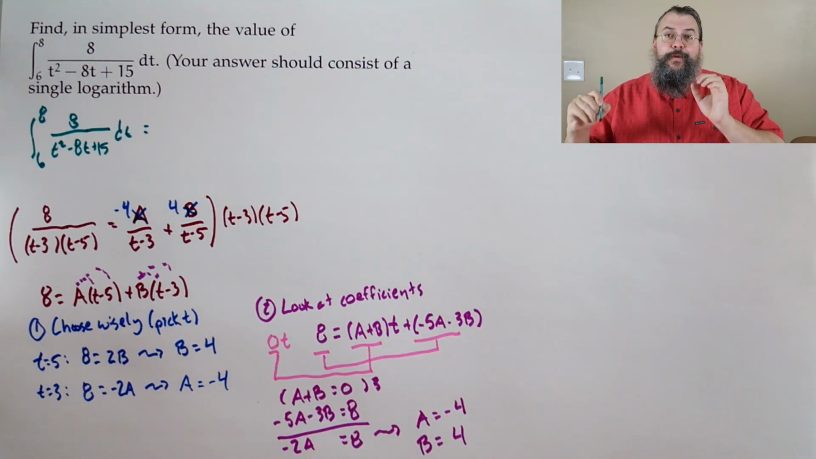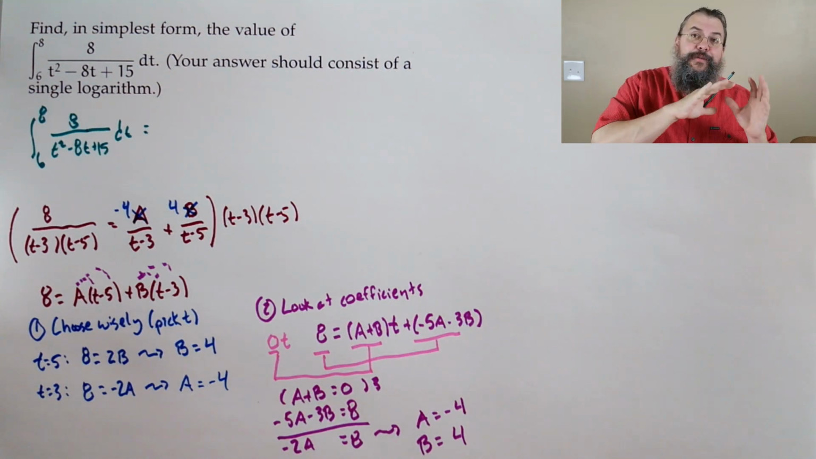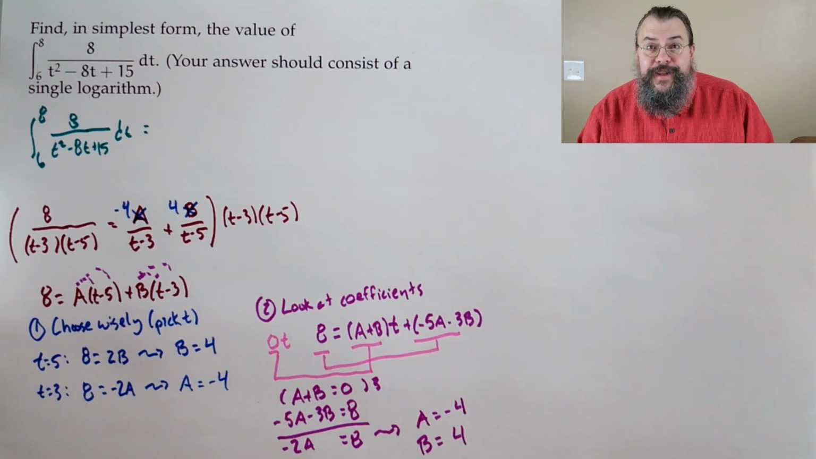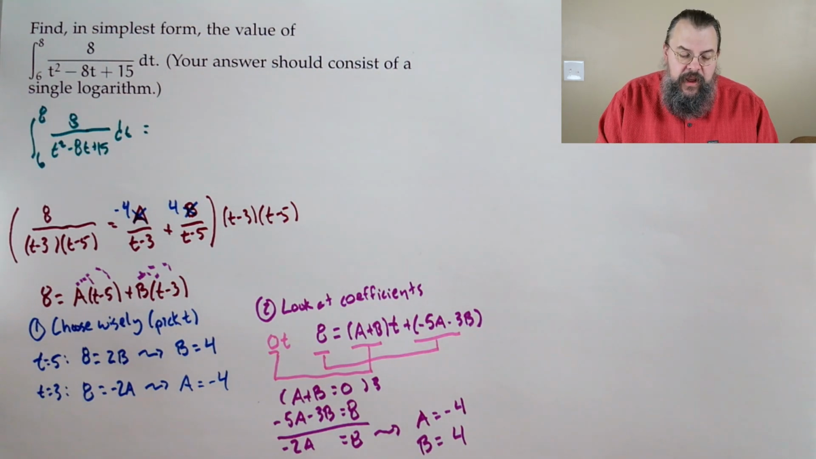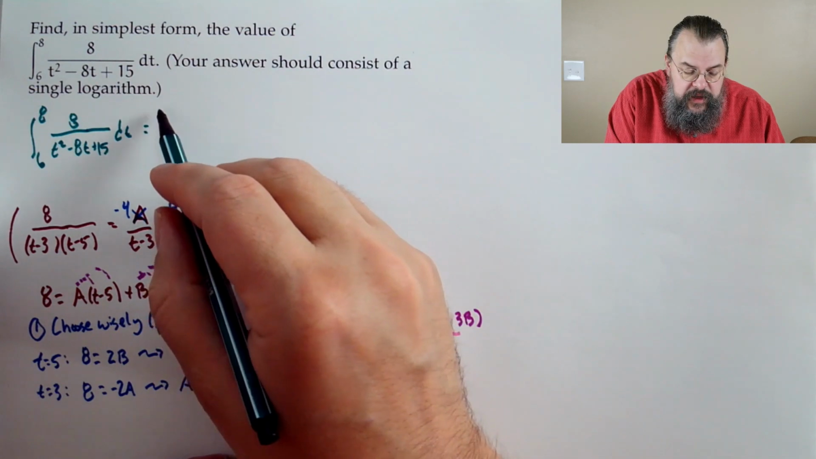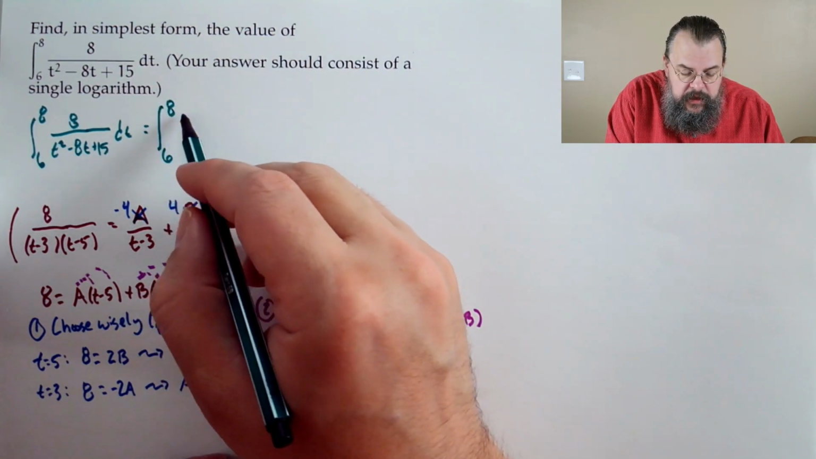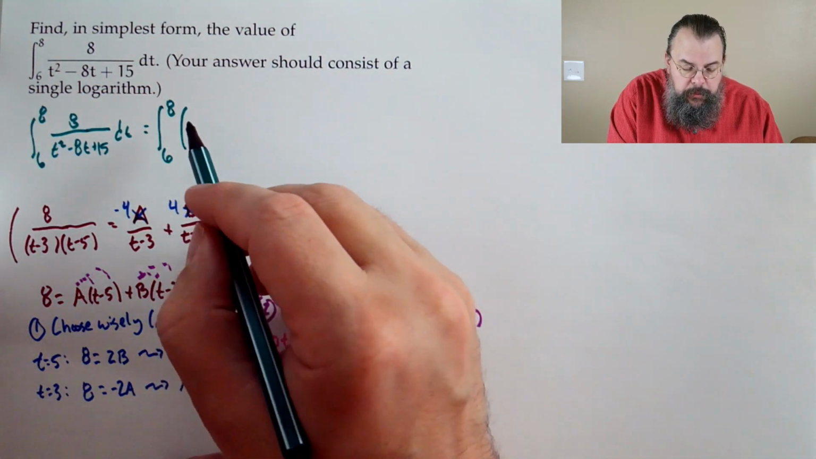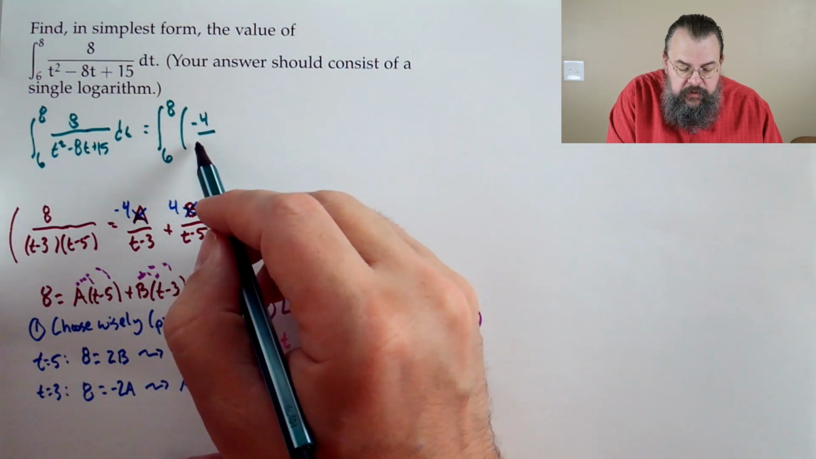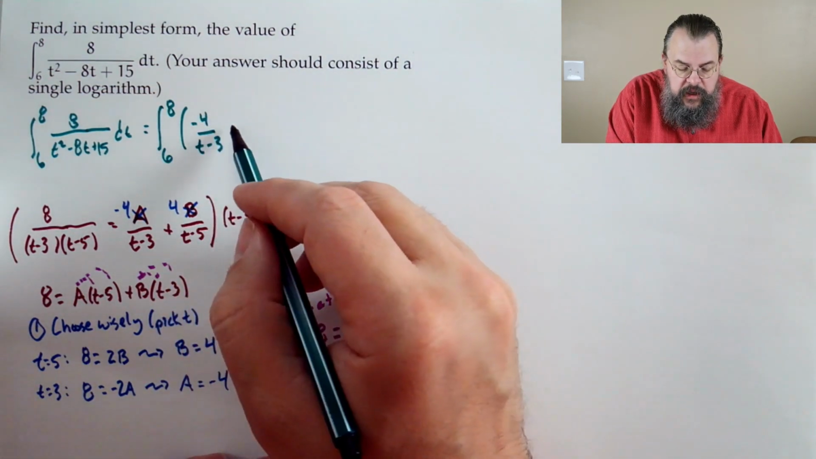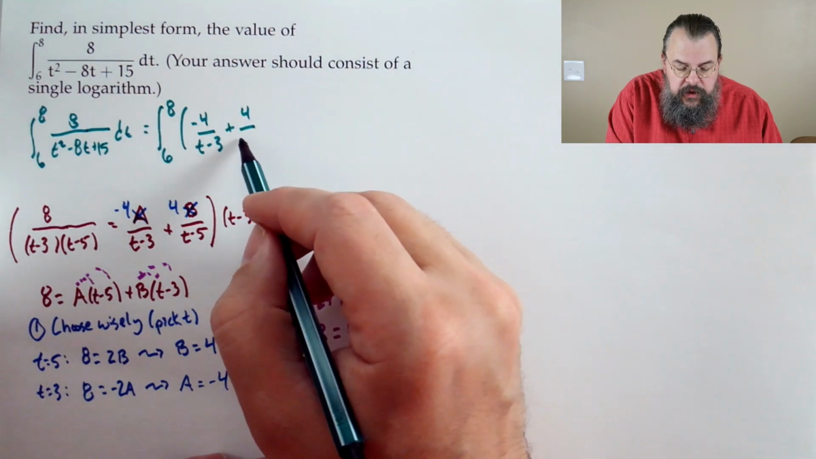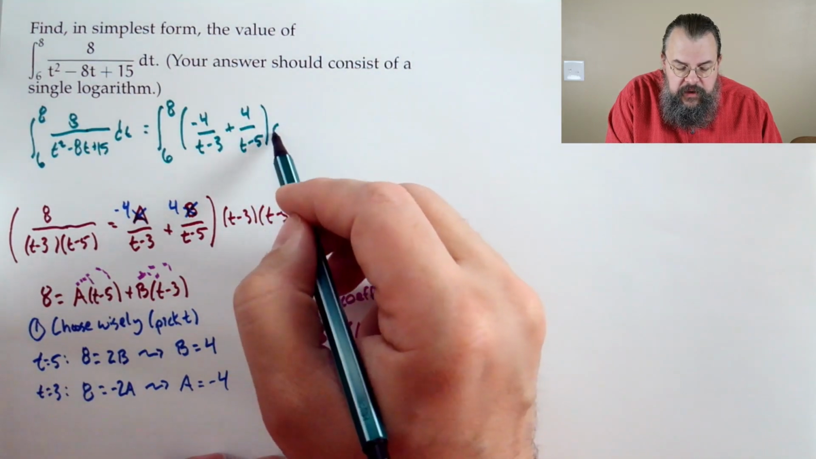All right, so we've now done our partial fractions. We go back to our regularly scheduled calculus problem. So we have, this is the integral from 6 up to 8, and we have minus 4 divided by t minus 3 plus 4 over t minus 5 dt.